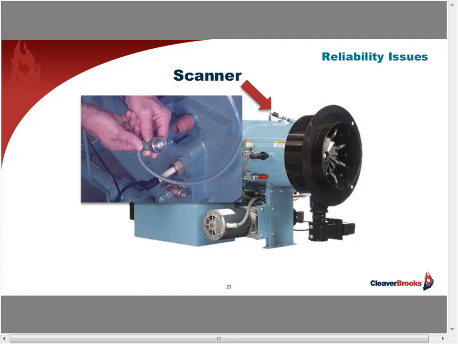Now this is the device which sends a millivolt signal to the burner management system advising the presence of a strong pilot or main flame. And then failure in receiving this signal, the BMS, or the burner management system, will force the burner to shut down, and then it's got to be manually reset.